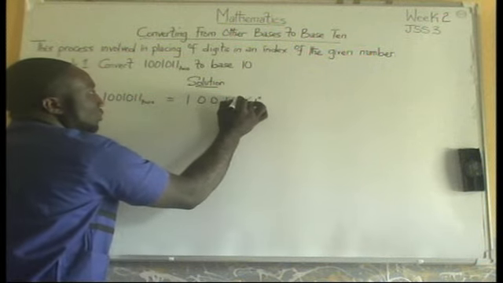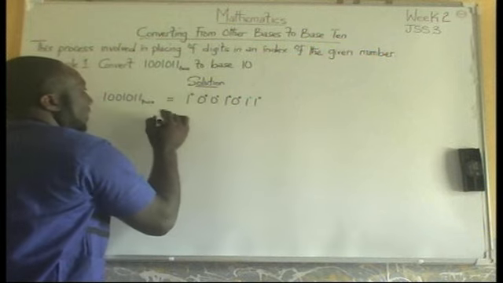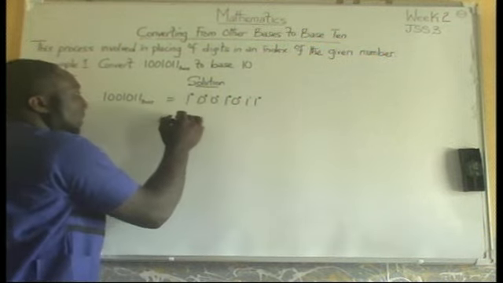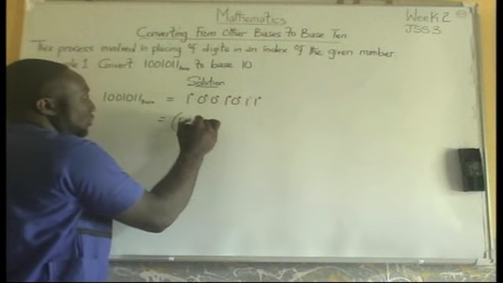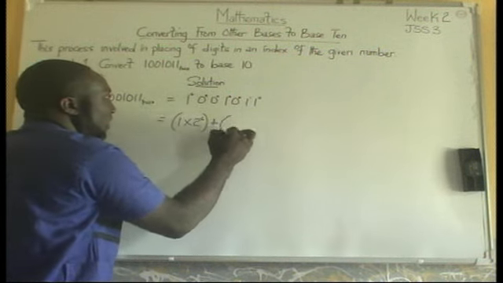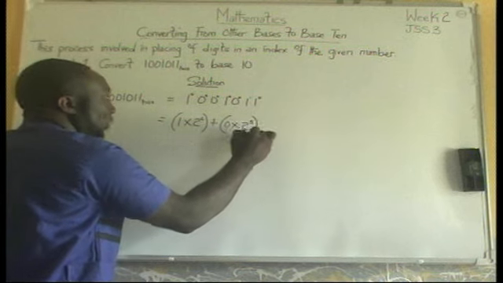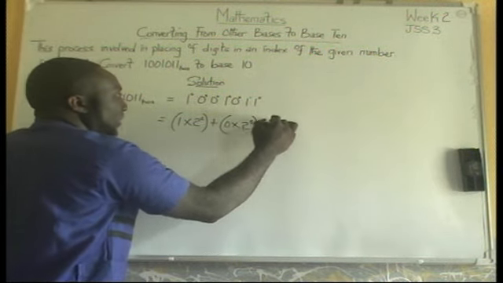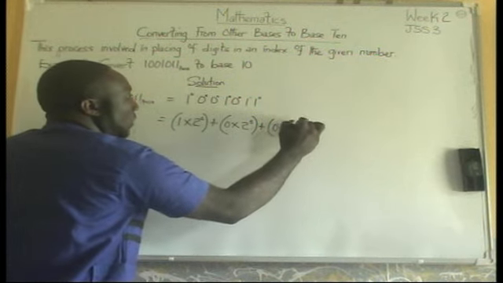Then let's number it at the exponents, that is at the index: 0, 1, 2, 3, 4, 5, 6, which is equal to, let's expand now, 1 times base 2 power 6. We are done with this. Plus 0 times base 2 power 5. We are done. Plus this 0 here times base 2 power 4.